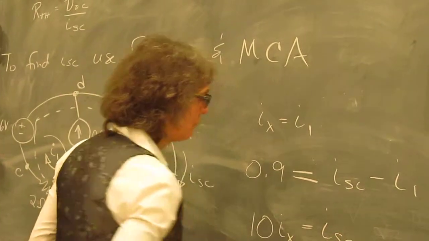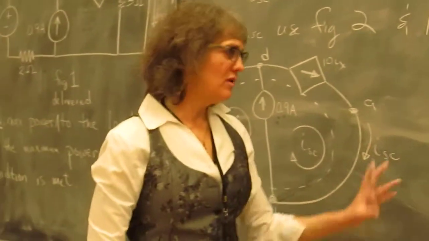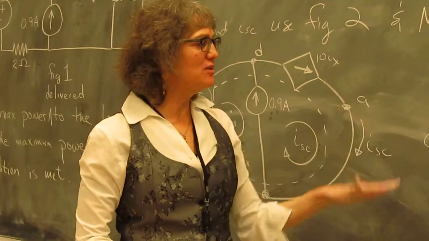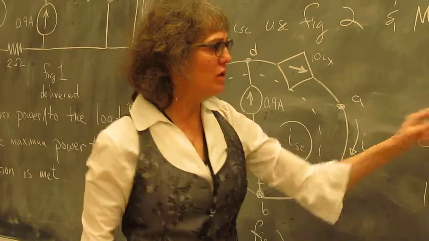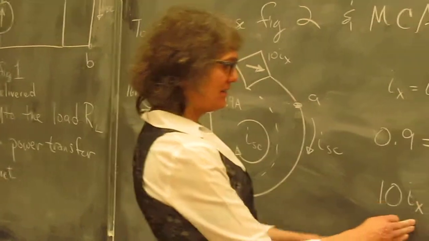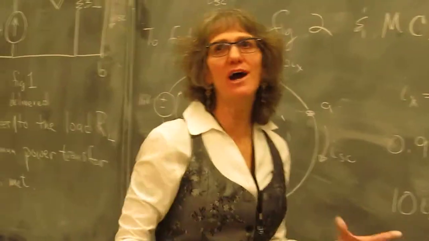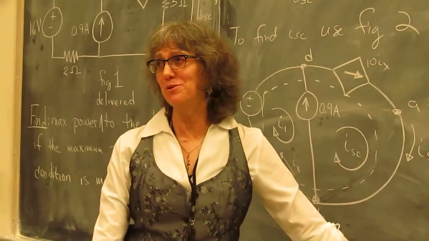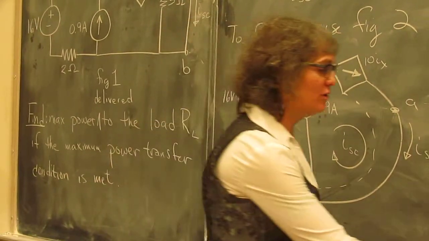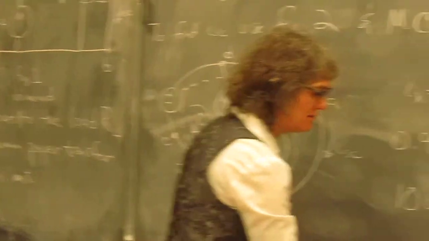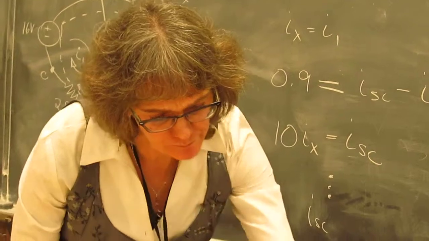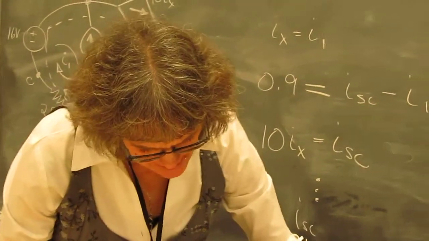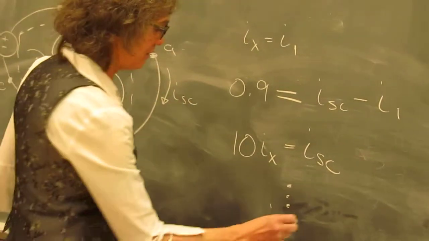And now I've got, well, you could look at this and say you've got 3 equations and 3 unknowns, or if you just substitute I1 for Ix, you've got 2 equations and 2 unknowns. Regardless, we have enough equations and the right number of unknowns to solve. So math, math, math. You can solve those 3 equations and you should get ISC is 1 amp.